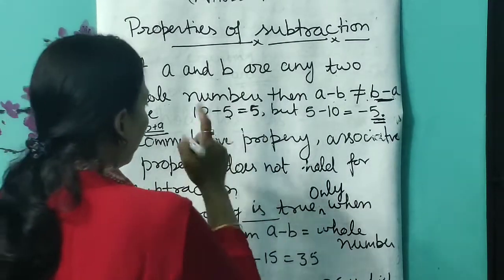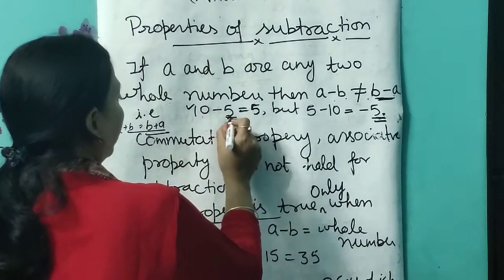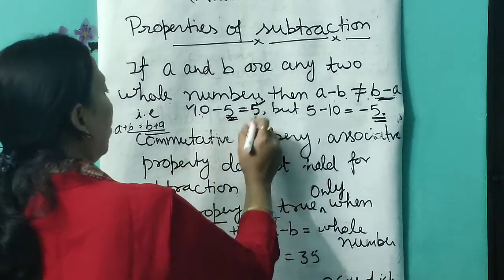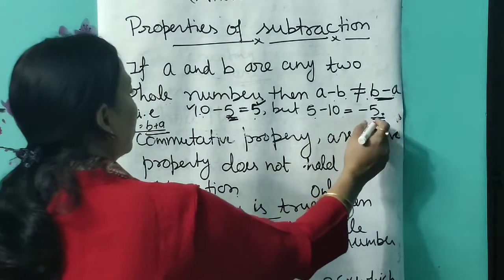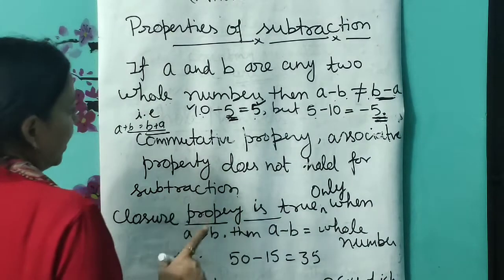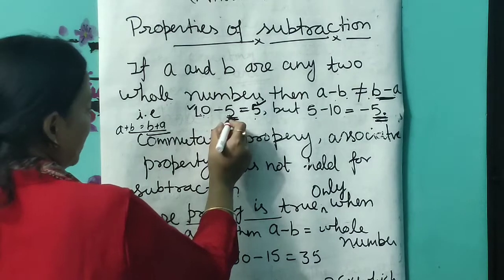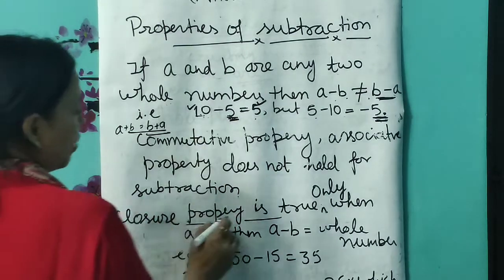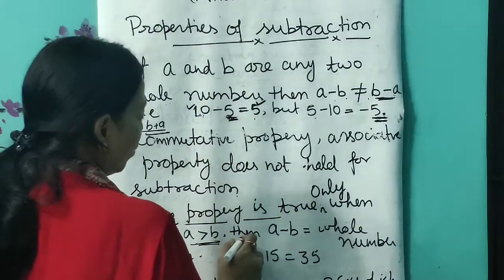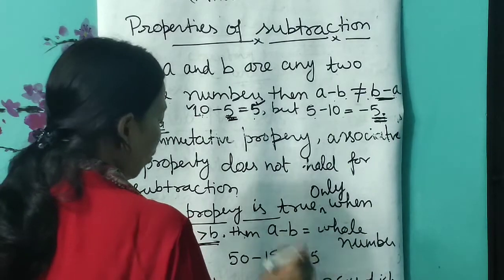It will be a whole number only when the first number is greater than the second number. When the first number is greater than the second number, only then their subtraction will give a whole number, otherwise it will not. So the closure property is true with one condition. What is the condition? The first number should be greater than the second number. I have written here, closure property is true only when a is greater than b, and then a minus b is a whole number. Otherwise, it will not be a whole number.